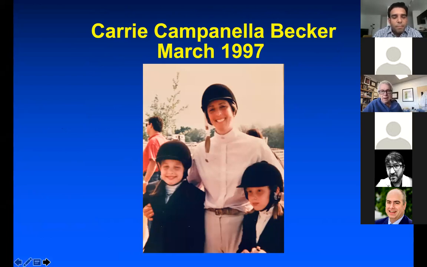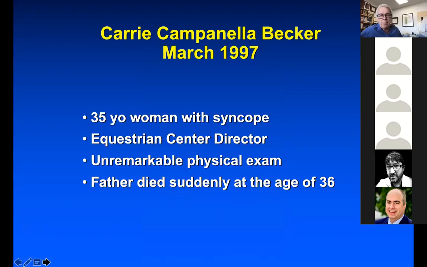1997. She was referred to me by Tom Guarnieri, who used to be the head of EP here. He had diagnosed probable ARVD and referred her to me for a second opinion. She was a 35-year-old woman. She had had syncope. She was a big horse kind of person. Her physical was unremarkable. As Ron Berger likes to say, a stethoscope's just part of our uniform as an EP, so I can't tell you much more about that.